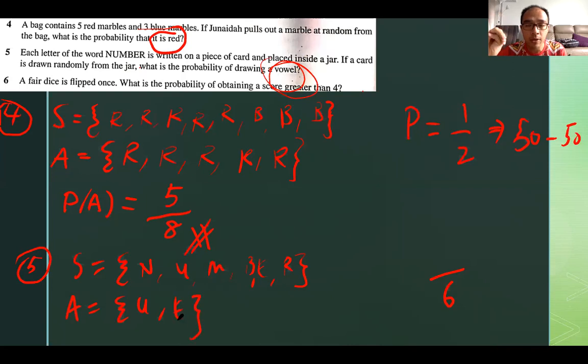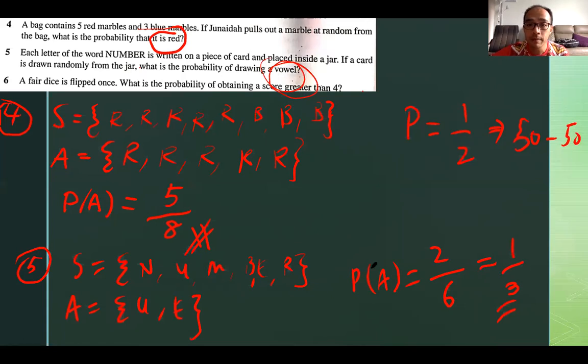Right? A, E, I, O, U. Yeah, okay. So how many vowels are there? Okay, 2. So our probability of getting a vowel is 2 over 6, but you need to give your answer in the simplest form, which is 1 over 3. Okay, all final answers must be in the simplest form. Okay, it should be in the simplest form, 5 over 8 or 1 over 3 in this case.